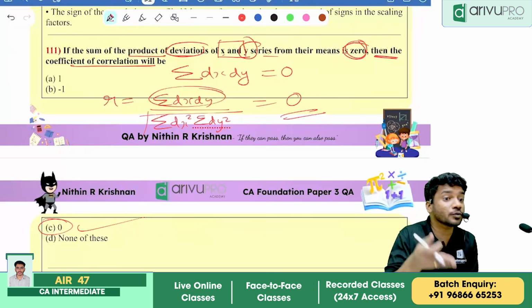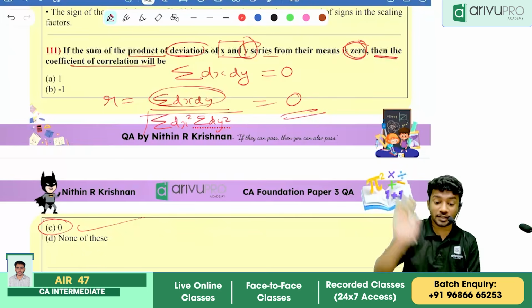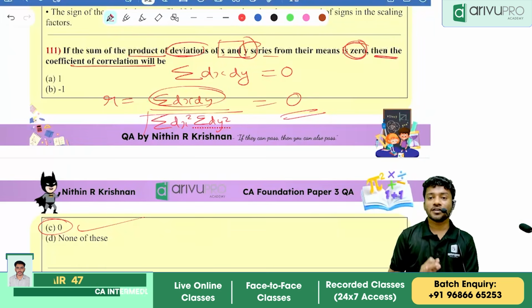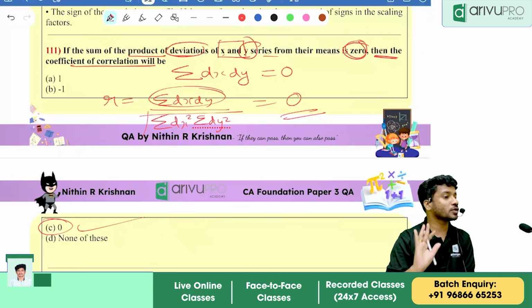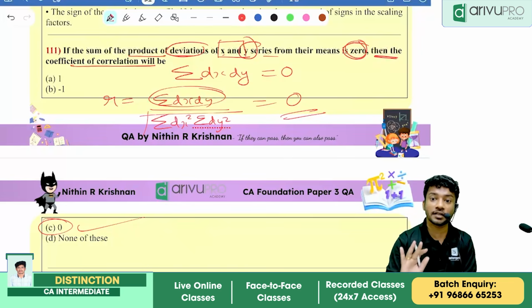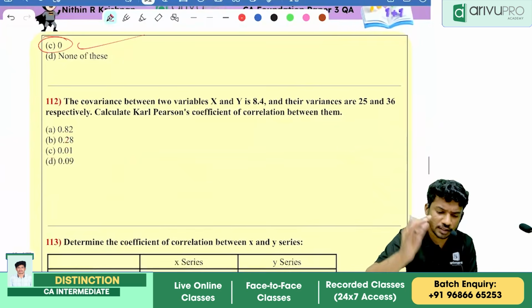Understood? That's how they ask the question. From the other part, they will not ask a question like this. If you know this much itself, it's almost more than fine. You can use this formula and get the answer. That will also give you the same answer. Look at the next question.